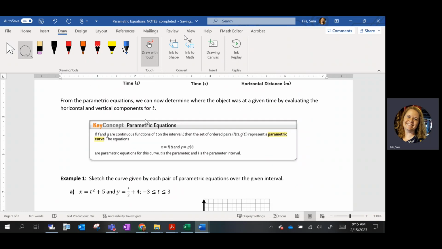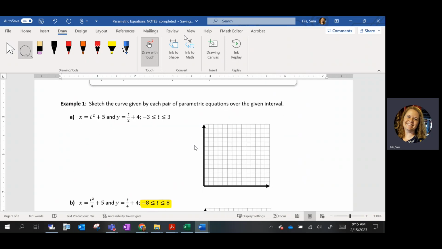All right, so in the activity, it said we're going to write x as a function of t, and y as a function of t, but it's two different functions. So we have an x equation and a y equation using that third variable t. In this first example, we want to graph this curve of this parametric equation.